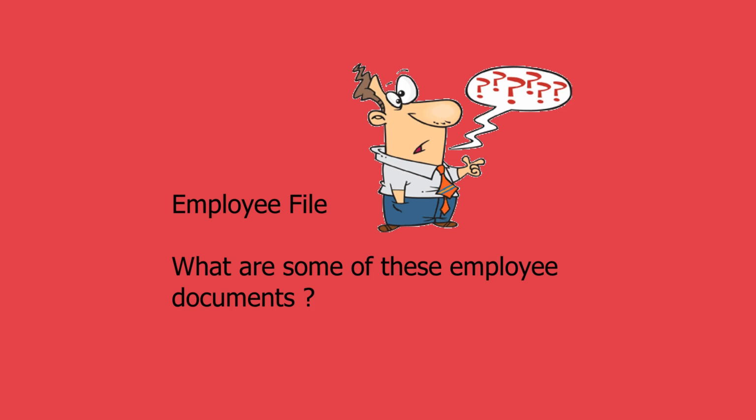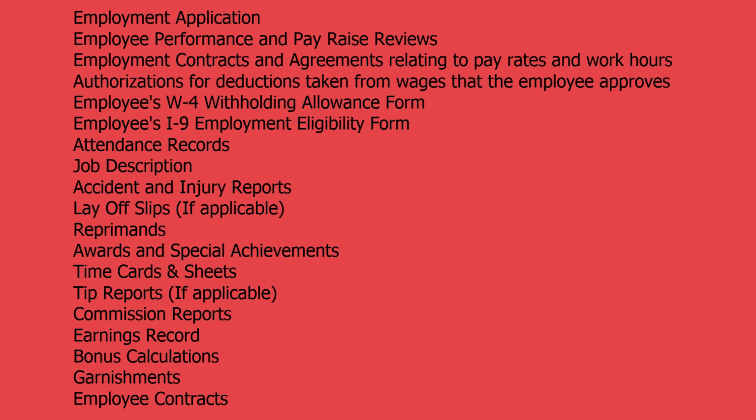Employee file. What are some of these employee documents? Employment application. Employee performance and pay raise reviews. Employment contracts and agreements relating to pay rates and work hours. Authorizations for deductions taken from wages that the employee approves. Employee's W-4 withholding allowance form. Employee's I-9 employment eligibility form.